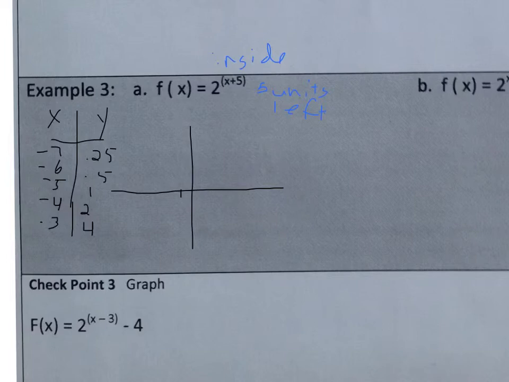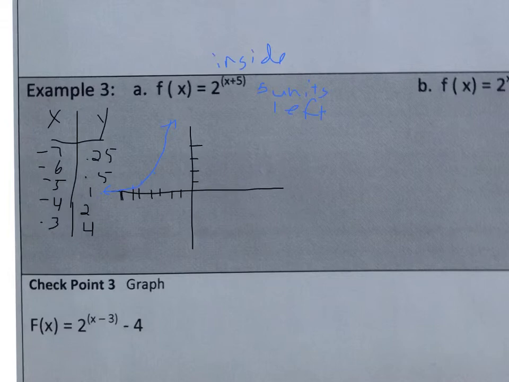So we got to go to 1, 2, 3, 4, 5, 6, 7. -7. 1, 2, 3, 4. -7 is our 0.25, and I'll do it in blue again, real close to the x-axis. The -6 is 0.5, a little higher. -5, we are going to be at 1. -4, we're at 2. And -3, we are at 4. So it looks very similar to the graph of example 2a. It's just shifted left 5 units.